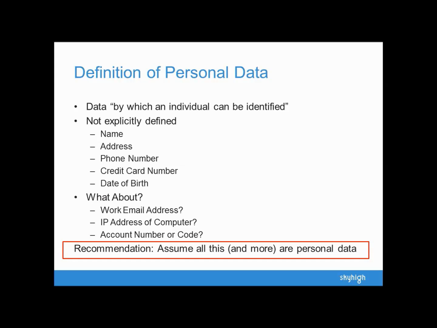Well, our recommendation is really to assume that all of this is considered personal data, because the way the regulation is written is data by which an individual can be identified. And certainly in certain countries right now, people have more tightly written regulations. But with the new directive, I think we need to make the assumption that anything that relates to an individual person, really in any way, should be considered personal data and should be kept safe and secure.